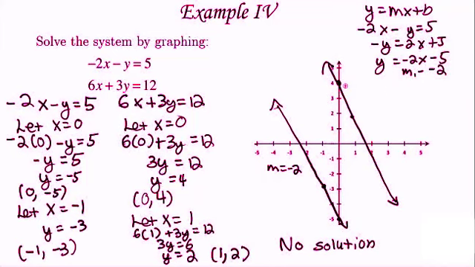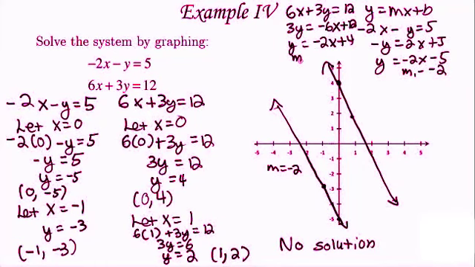For the second line, I'm going to also put the second equation in slope-intercept form. 6x plus 3y equals 12. I need to move the 6x over to the other side, so minus 6x plus 12. And then I'm going to divide both sides by 3, and I get negative 2x plus 4. Again, I get a slope of negative 2. So the slope for this line is also negative 2. So I've verified that these actually are parallel. They're not going to intersect. There is no solution to this set of equations.